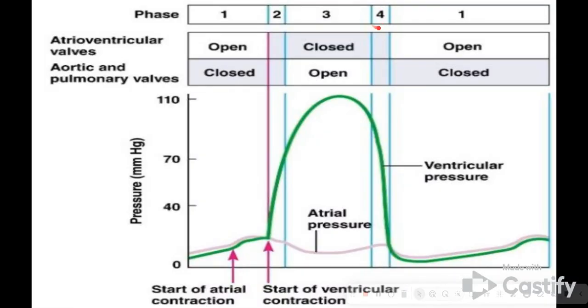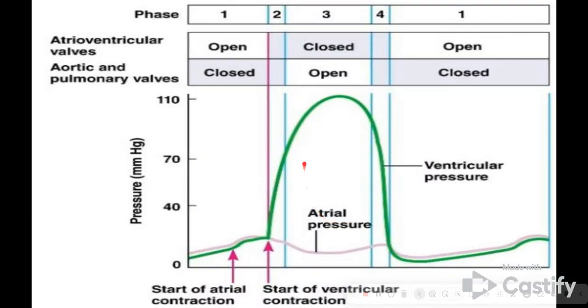Finally, we move to phase 4, isovolumetric relaxation. In this stage, both the AV and the semilunar valves are closed, and the volume of the blood remains the same. Because phase 4 is a relaxation, we say that we are in a diastole, which means that we're not contracting, but we are relaxing, and our ventricles will open up and have more space. Therefore, we have a substantial decrease in ventricular pressure.